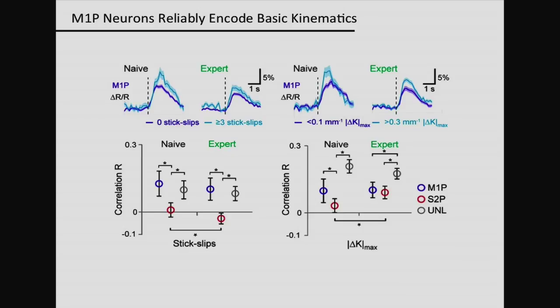And if we look at curvature changes on the right, what we see is that on trials where there are larger curvature changes, M1 projecting neurons fire more. Again, there's a positive correlation across naive and expert sessions. And for the S2 projecting neurons, in the naive case, we see little correlation, but this correlation increases when the animal reaches an expert phase. So generally, the take-home message is that the M1 projecting neurons tend to be reliably encoding these fine-scale kinematic features across learning. However, the S2 projecting neurons do not seem to be doing this. And one question is whether or not they actually care about these kinematics.